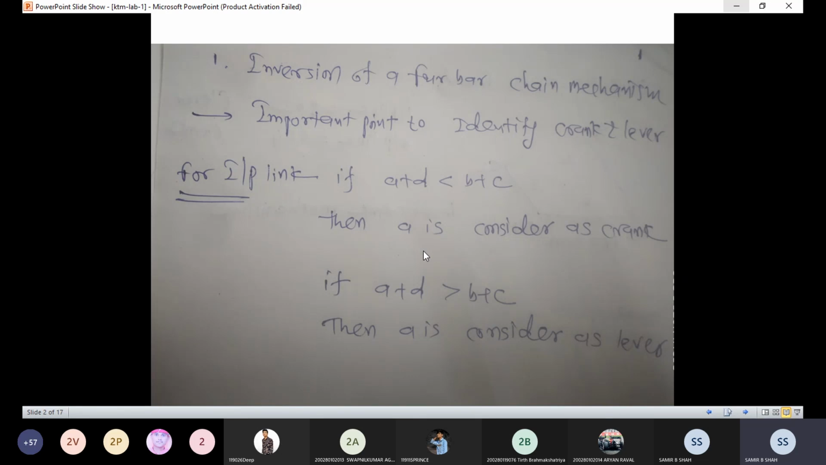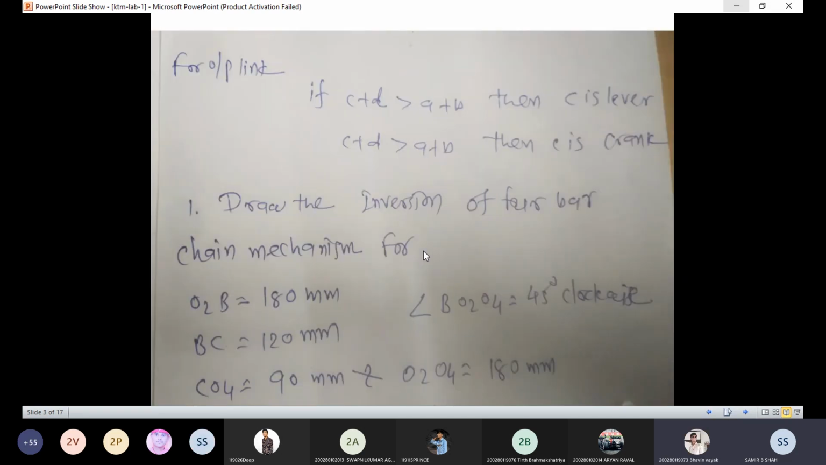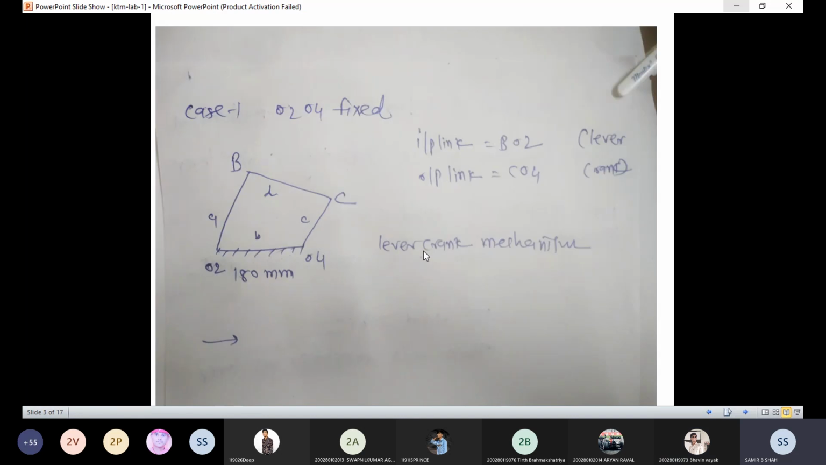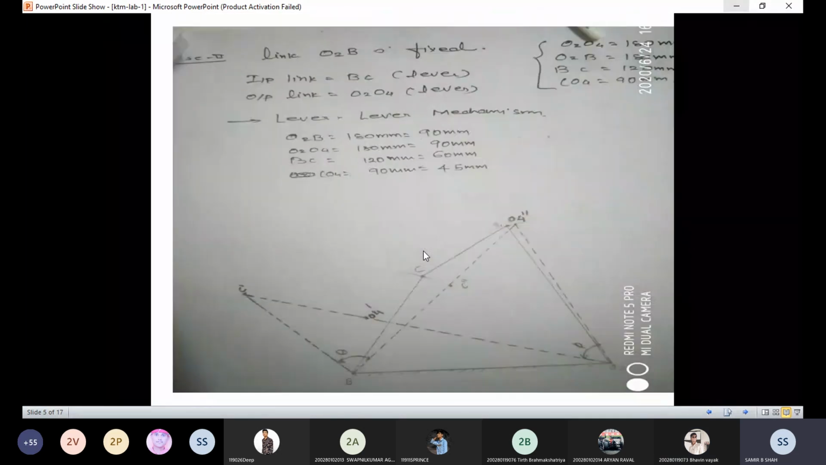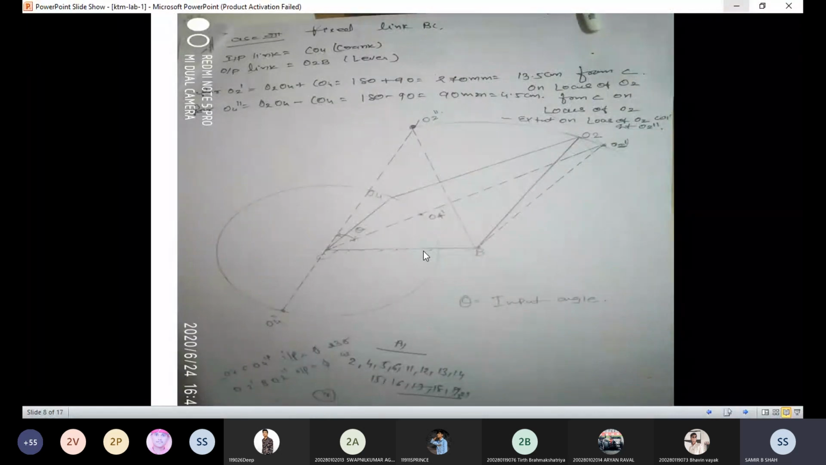a plus d is less than b plus c. And in the same way you tell me about the output link. You can find that the input link, that is CO4, is called a crank, while BO2, as per the condition and Grashof's law, is known as a lever. So when we fix the BC link, a crank lever mechanism is generated.